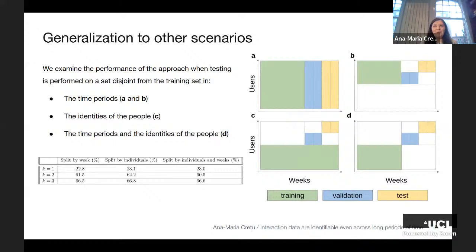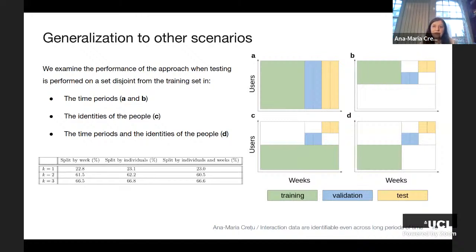And now I reached one scenario which I find very interesting because it shows the applicability of this attack to different scenarios. The scenario considered so far is A, here, where there's a few weeks of training data, some weeks for validation, so as to early stop the model and prevent it from overfitting, and then the test data, which we report results on.